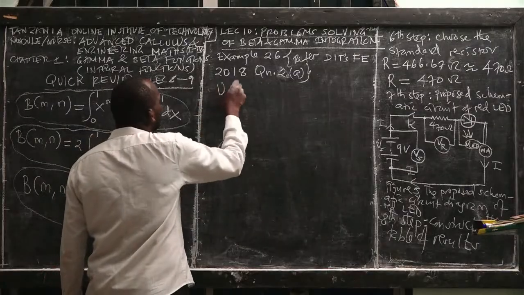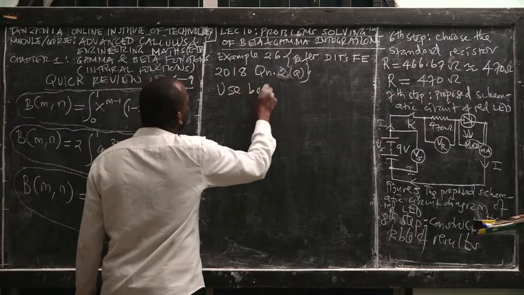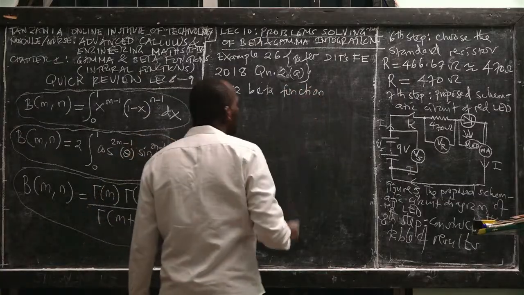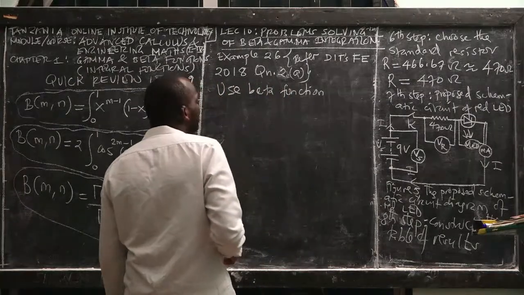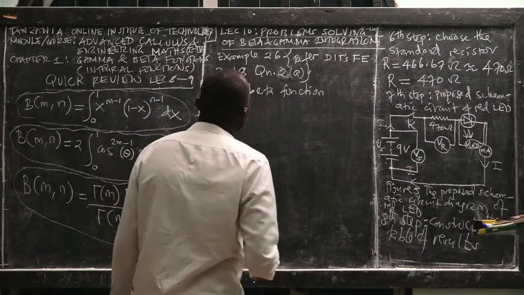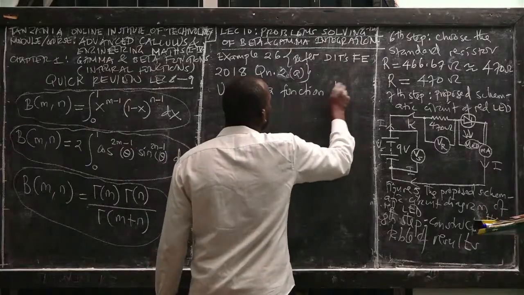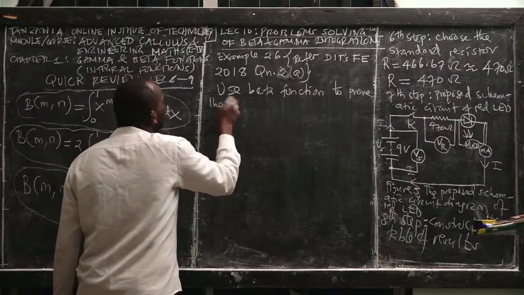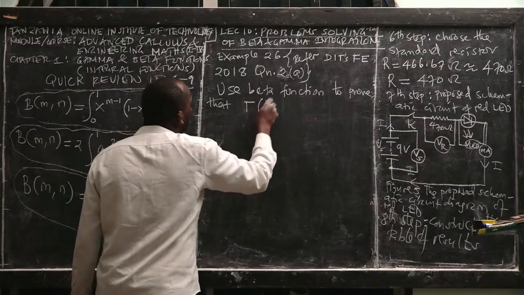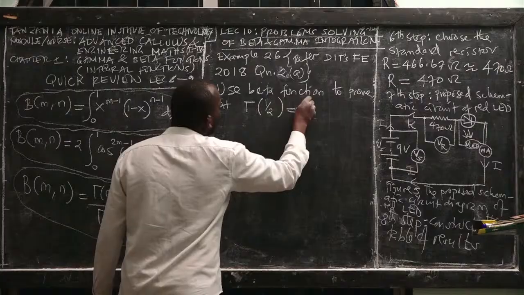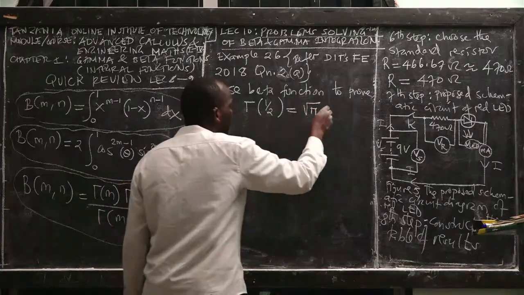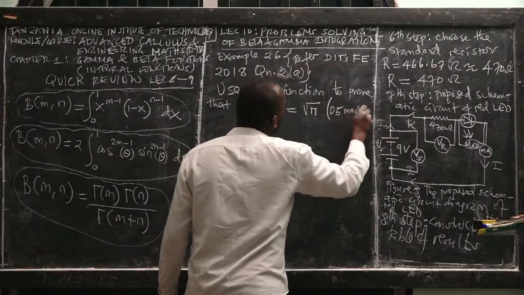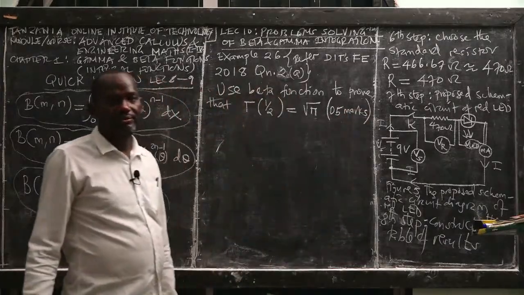So the question stated: use beta function to prove that gamma of a half is equal to under root pi. And once you do so, students who did so were rewarded 5 marks.